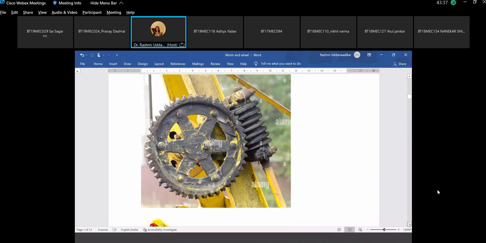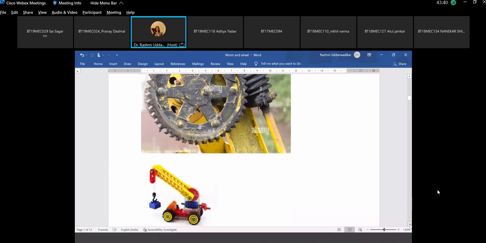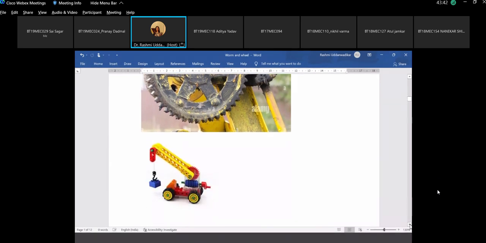A very simple example, if you have enjoyed playing with such kind of toys, here you can see this is also a worm and a worm wheel in a small toy, do-it-yourself kind of kits where such parts would be available, and then a manual is given and you can assemble it all by yourself, where this assembly is already given. You have to just place it in position. How many of you have played with such kind of toys?